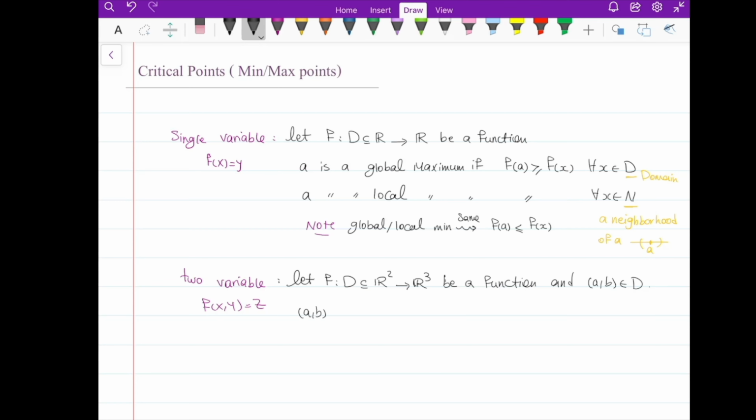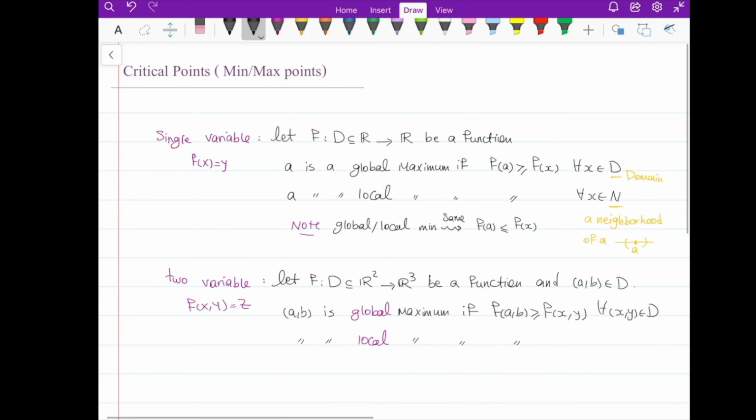Then we say the point (a, b) is global maximum if the value of the function at (a, b) is greater than the value of the function for all other points in the domain, and the point (a, b) is local maximum if the value of the function at the point (a, b) is greater than the value of the function at all other points that are in the neighborhood of (a, b).